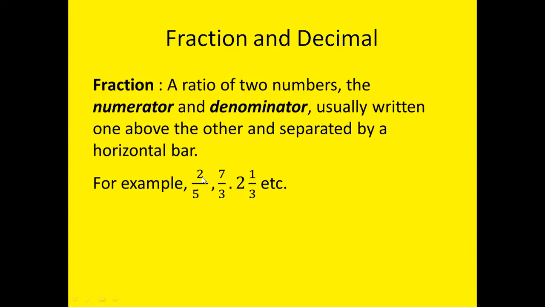This is the proper fraction because its numerator is smaller than the denominator. It is an improper fraction; its numerator is bigger than the denominator. And it's the mixed fraction, where we write quotient, remainder, and this is divisor. 2 whole number 1 by 3. Okay. This is the introduction of fraction.